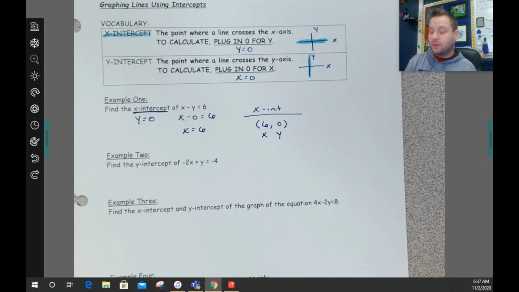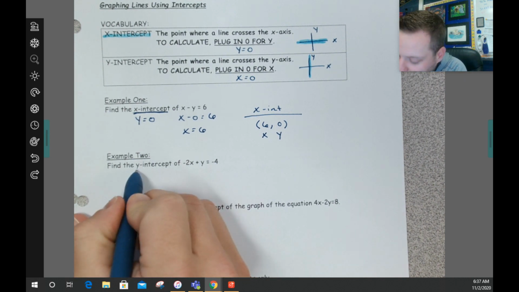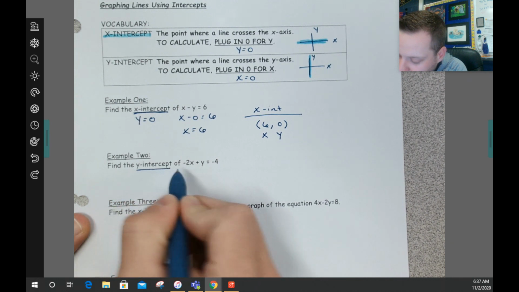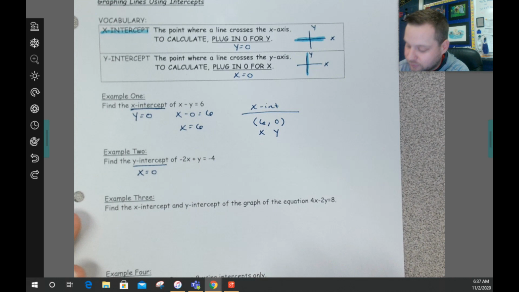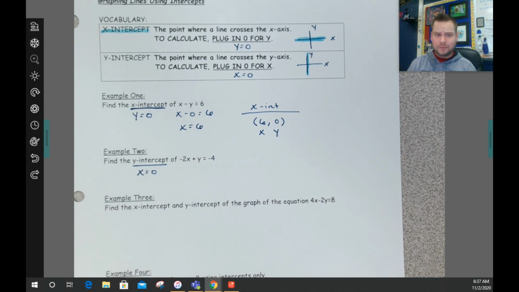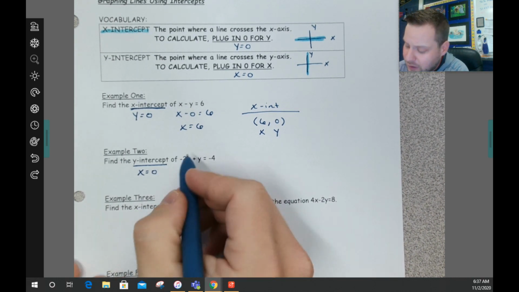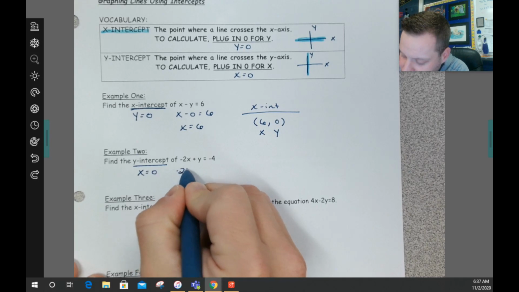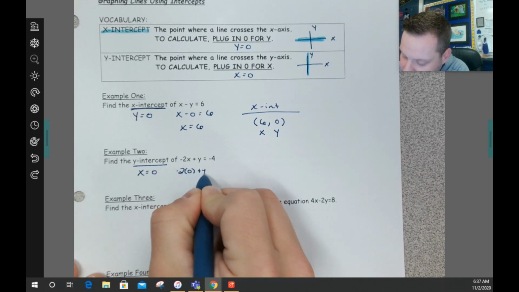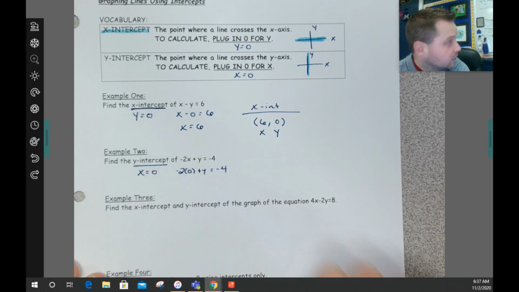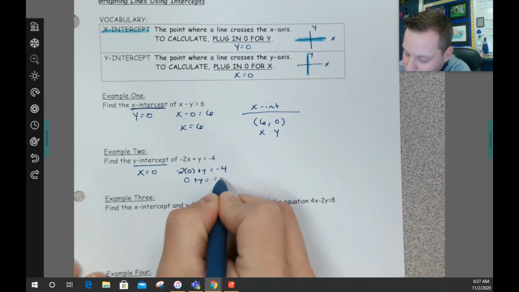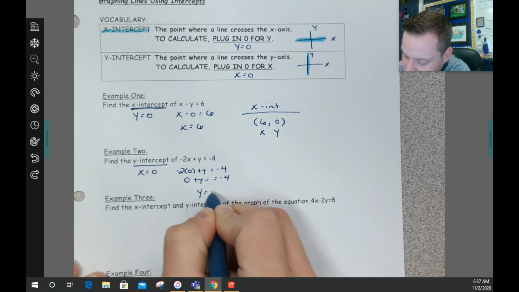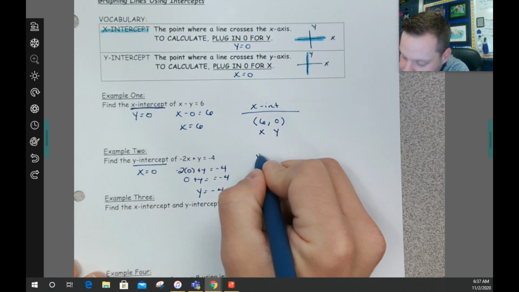Example 2, they want us to find the y-intercept. Go ahead, underline what we want. We want the y-intercept. As soon as I see that, in my mind, I'm thinking right away, x has to equal 0. Now that I know x equals 0, I go ahead and plug it in. We have negative 2 times 0 plus y equals negative 4. Negative 2 times 0 is 0. And we are just left with y equaling negative 4. So that would be my y-intercept.